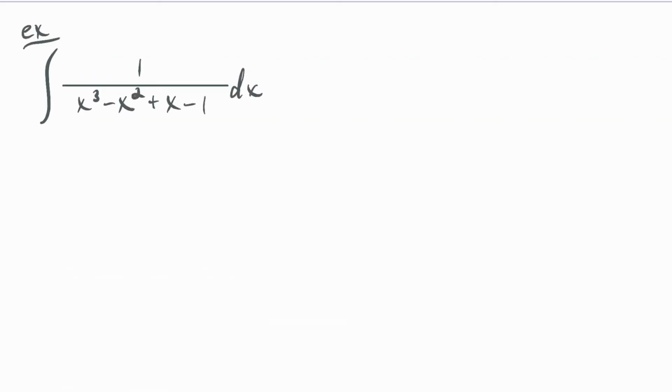Okay, so this problem is a little bit different from the previous ones in that the bottom is cubic, so there might be a little more effort in factoring to get started. So I'll start over here, x cubed minus x squared plus x minus 1. And this one's chosen to factor in a relatively easy way. When you have an even number of terms, you can do what's called factoring by grouping. Group the first half and group the second half.